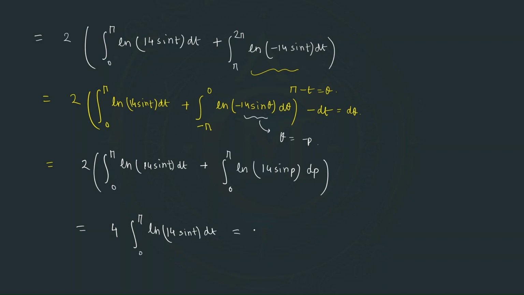Now this we can calculate easily. This will become integral 0 to pi log of 14 dt plus integral 0 to pi log of sine of t dt. Now the first integral we can calculate easily. It is nothing but pi log 14.